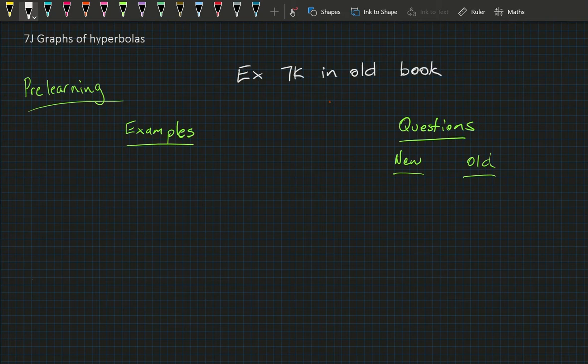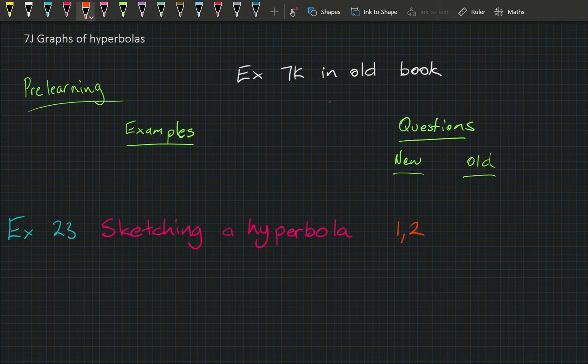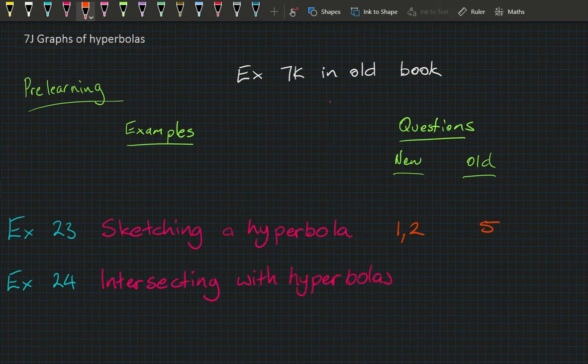Okay, so for this lesson, our examples and pre-learning will be example 23, sketching a hyperbola. And for this example, your pre-learning is questions 1 and 2 in the new book and question 5 in the old book. And then we'll do example 24, which is intersecting with hyperbolas. And your pre-learning for this example is question 7 in the new book and question 10 in the old book.